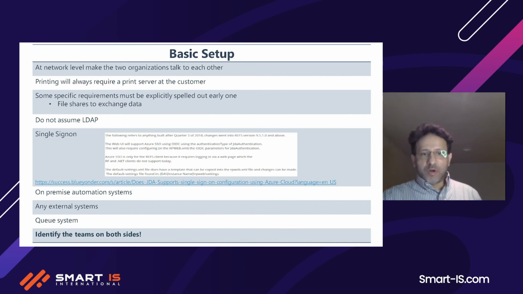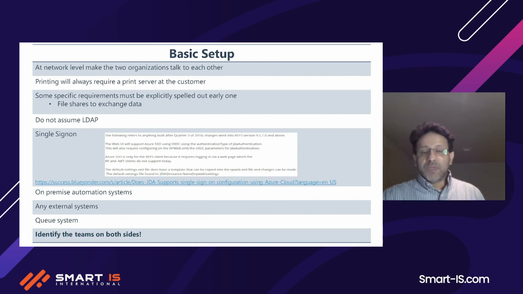On-premise automation systems would always be a topic. All those systems would most likely not be in cloud, so they are on-premise. So you would have to make sure how you talk to them. Certain ports would be open, etc. Some other external systems would always be there. If you have SAP or Oracle, how are they going to talk to this system? That discussion would need to happen.